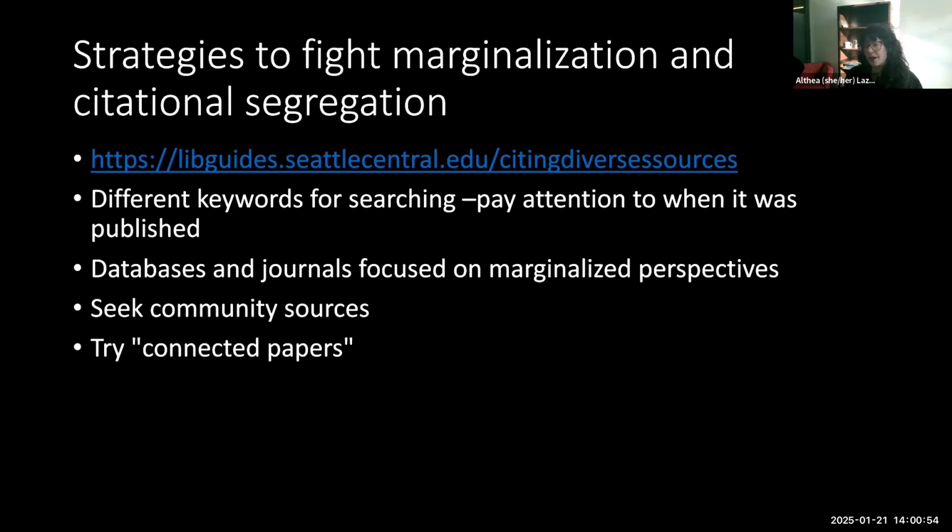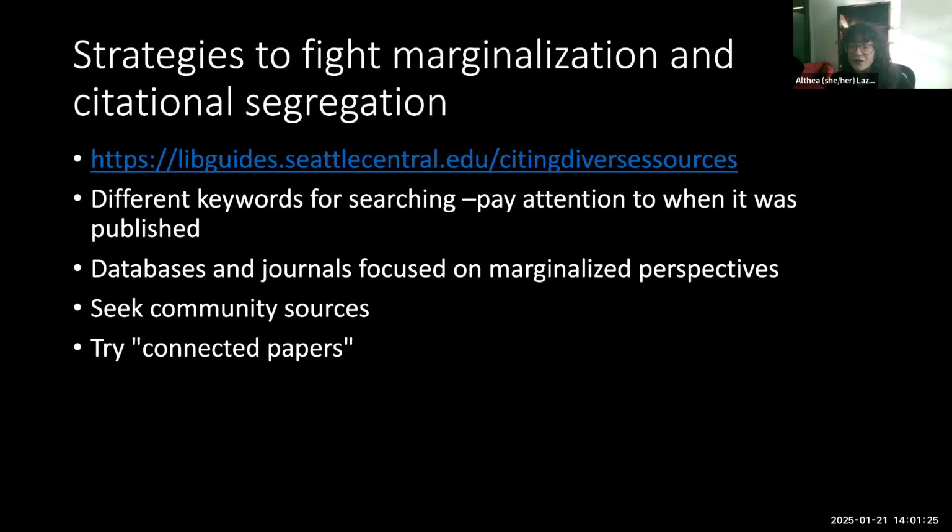And then try connected papers. So that thing about people citing people who are like them, you can use that to your advantage, because if you're already looking at a source that is researching from a marginalized perspective, if you look in their bibliography at who they are citing and at the people who cite them, you're more likely to find more from that perspective, which is otherwise harder to find.